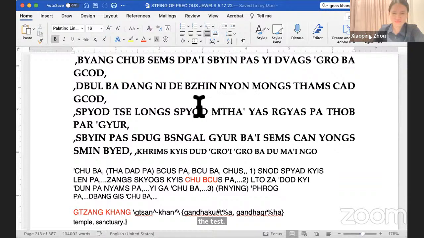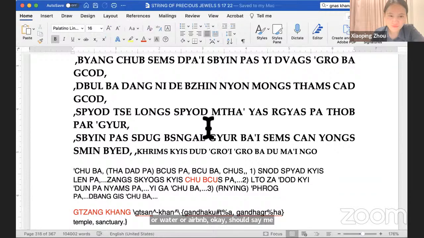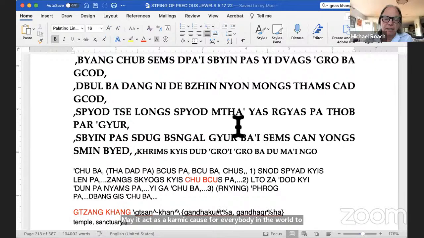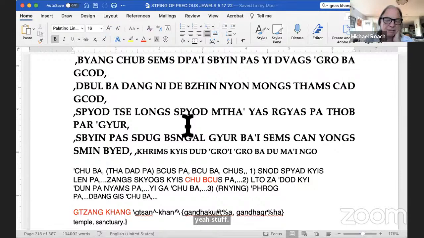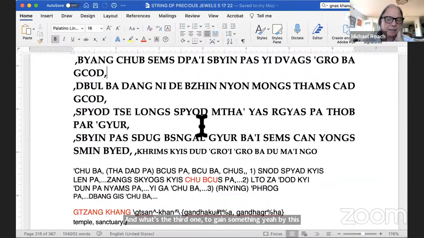Chutse means, when me and the other monks use this food or water or Airbnb, okay, Chutse, may it act as a karmic cause for everybody in the world to have infinite longche. What's longche? Stuff. Yeah, stuff. Enjoyments. House, car, food, furniture, everything's stuff you use. So in one way, the first two lines are, by this act of giving, may they cut off all this bad stuff. And what's the third line? To gain something? Yeah, by this act of giving, may all those poor people get lots of money, nice place to stay, new car, okay?